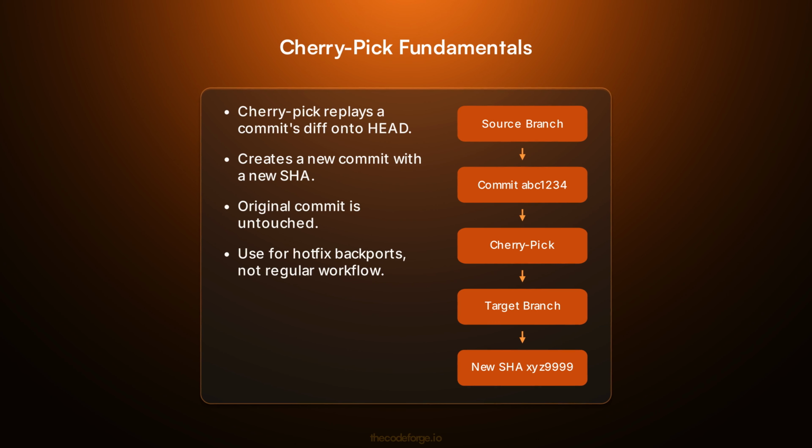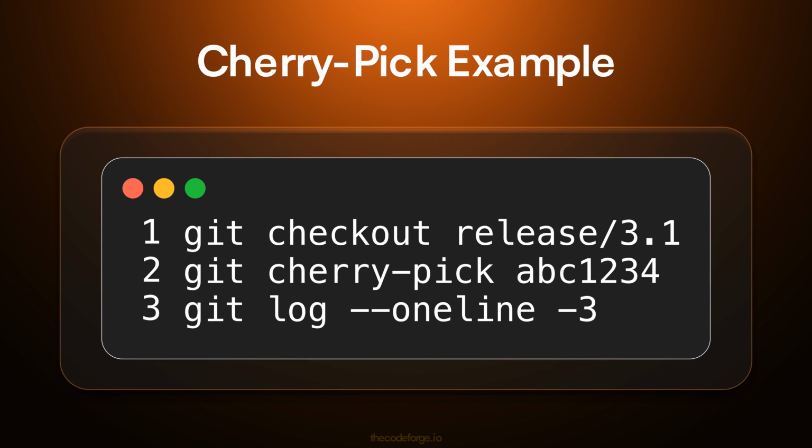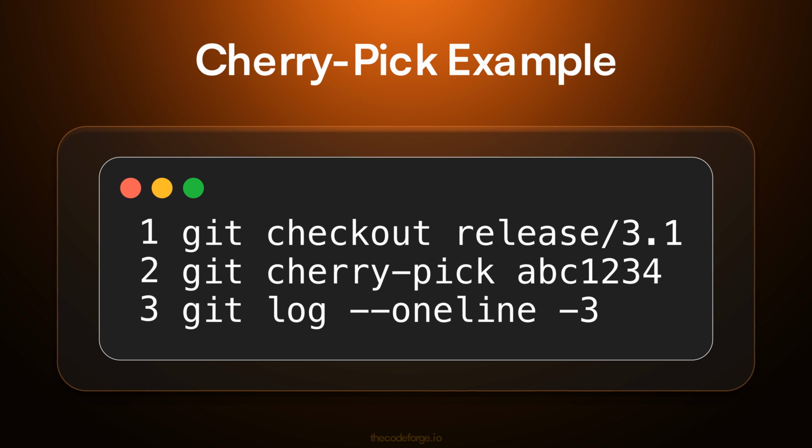Cherry-pick takes a commit from one branch and applies its changes to your current branch. It creates a new commit with a different SHA because the parent commit is different. This is key to understanding the duplicate conflict problem. Switch to the release branch and cherry-pick the commit by its SHA. The new commit will have a different SHA, as shown in the log.